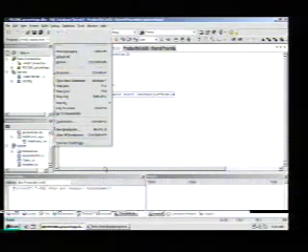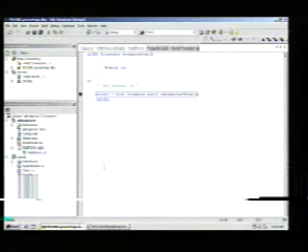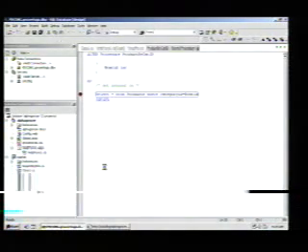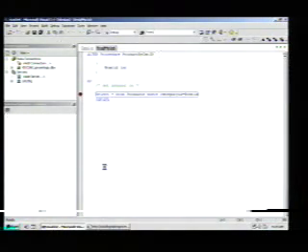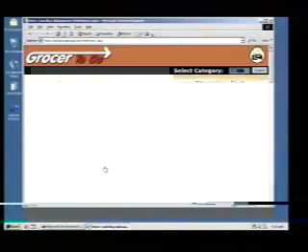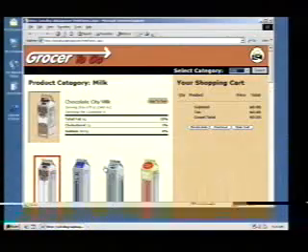And then at this point, I'm going to detach and exit. And IE is still running.